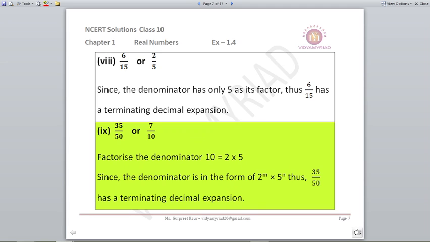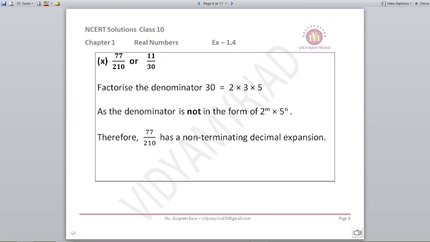6 upon 15, which means 2 upon 5, it can be reduced. It is in the form of a terminating decimal expansion clearly. 35 upon 50, that is 7 upon 10, and 10 has the factors 2 and 5. So it is also a terminating decimal expansion. 77 upon 210, which means 11 upon 30, it can be reduced, and 30 has the factors 2 into 3 into 5, which is not in the form of 2 and 5 because there is one more 3 in it. So we will say that it is a non-terminating decimal expansion.